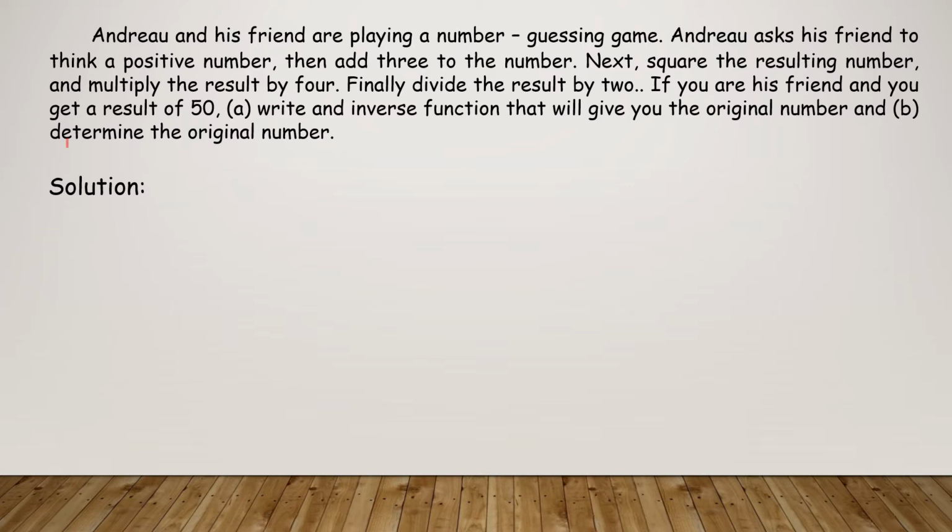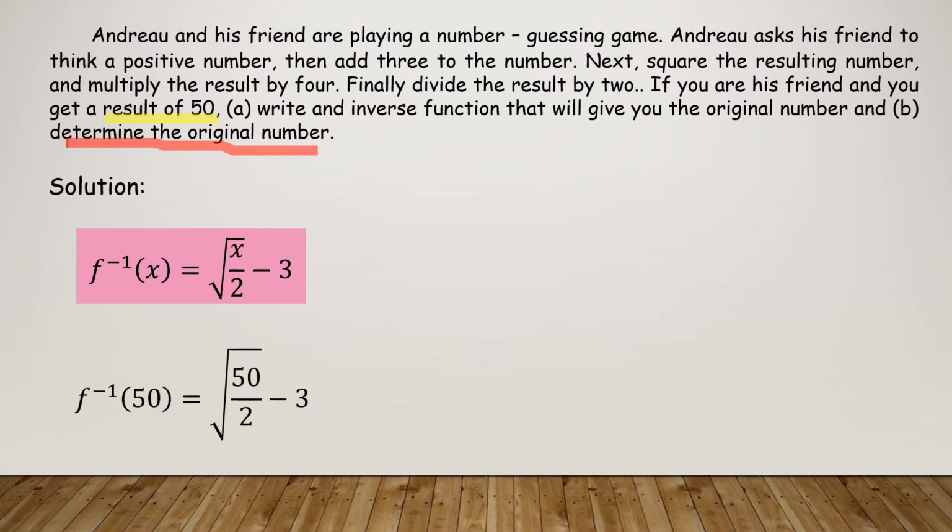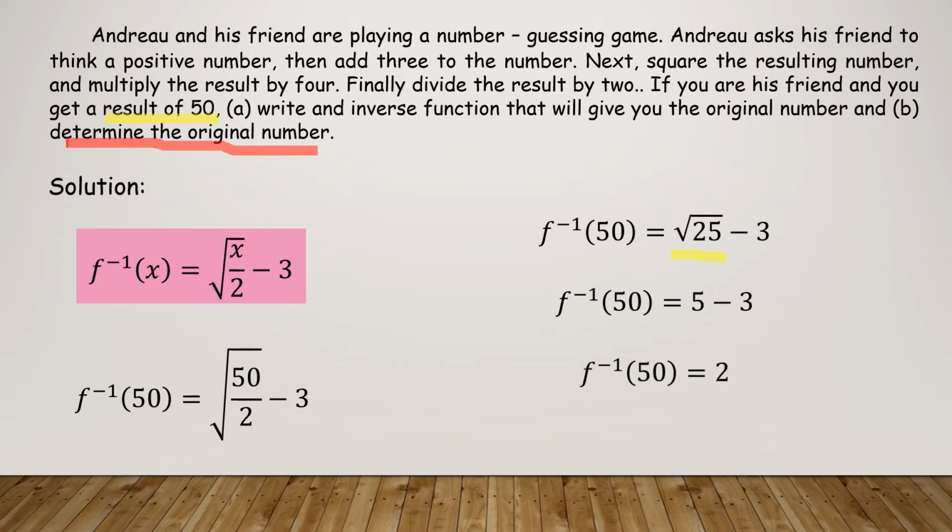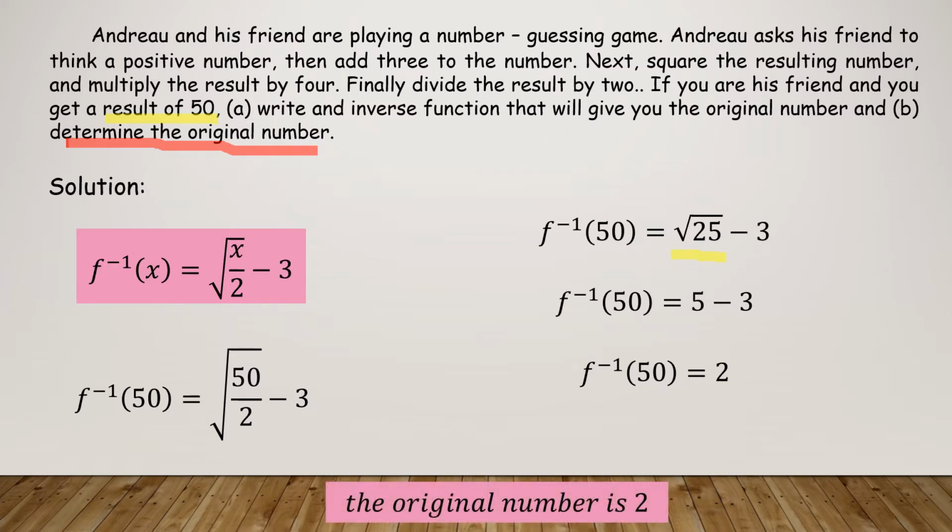So we will find or determine the original number for letter B since meron na tayong inverse. And ang makuha nating result kanina, sabi sa given ay, if you are his friend, you get a result of 50. So we will find the inverse of 50. So substitute lang natin ang value ng x, which is 50. So we have square root of 50 over 2 minus 3. So 50 divided by 2 is equal to 25. We have square root of 25 minus 3, and square root of 25 is equal to 5. So therefore we have 5 minus 3, and that is 2. Thus the original number is 2.